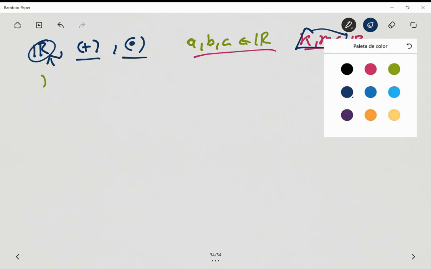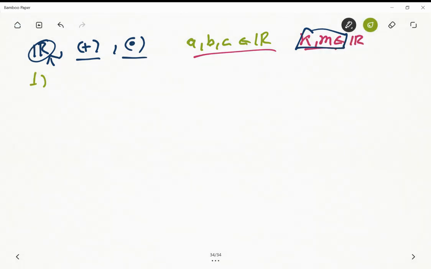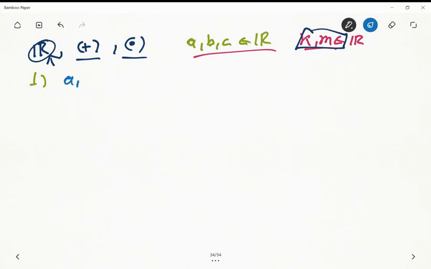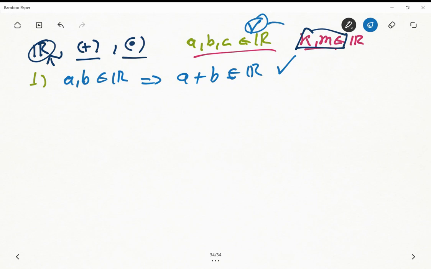The first axiom that we're going to prove is the one that states that the summation should be closed. That means if I pick a and b real numbers, then the summation of these two elements is also a real number. We know that the sum of two real numbers is again a real number, so this is true. Please don't get confused: here it should be the vector space V, but in this case the vector space is R, just the real numbers, so that's why this is trivial.